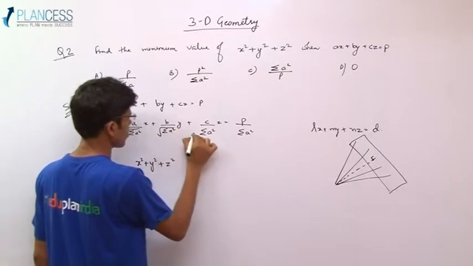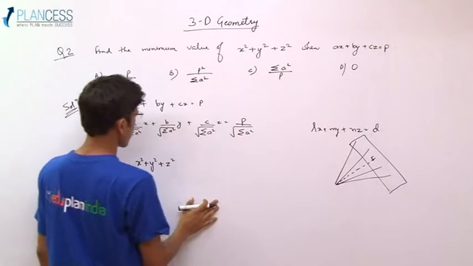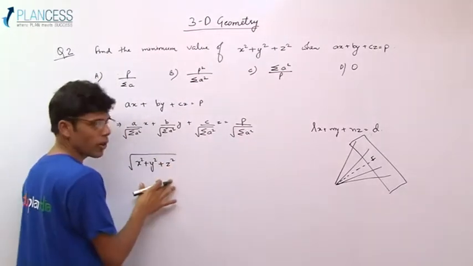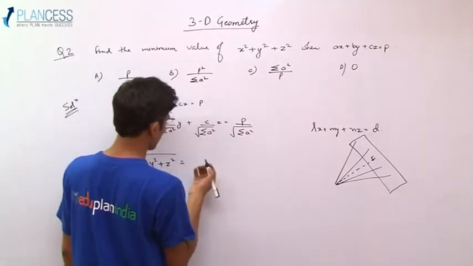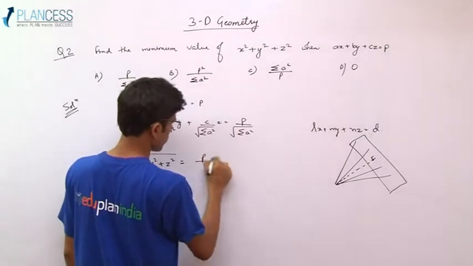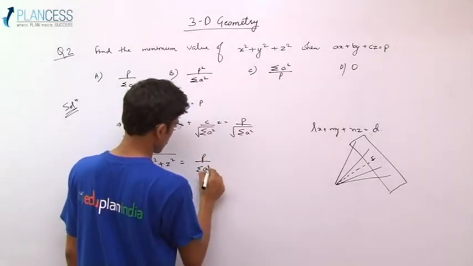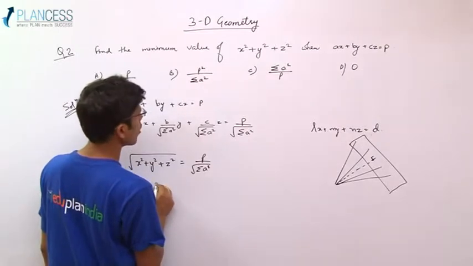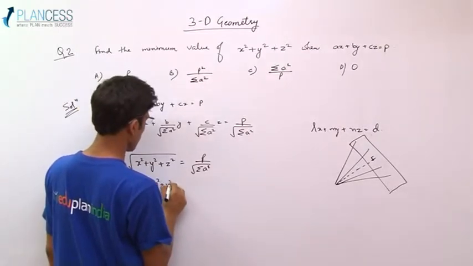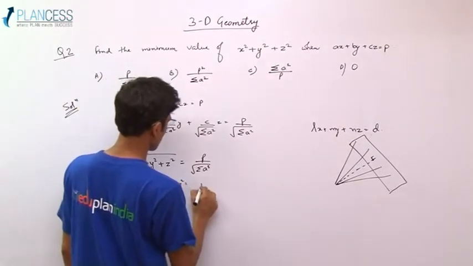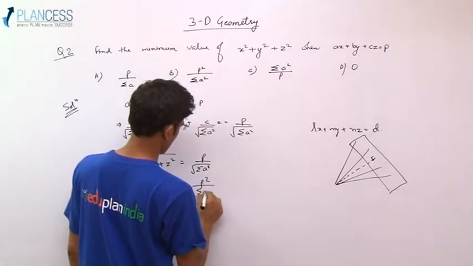So the distance of the origin from a point will be minimum, and that minimum distance will be equal to this perpendicular distance. So x square plus y square plus z square is p square upon summation a square.